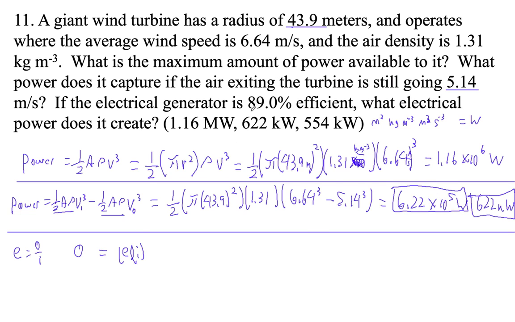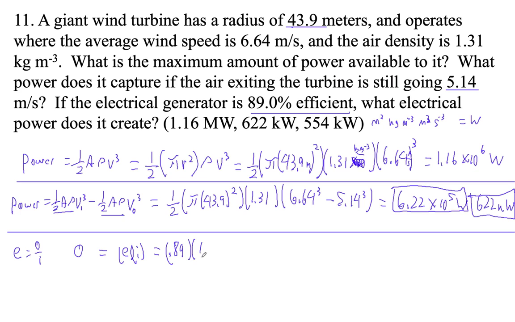And by the way, electrical generators are actually more efficient than this. In fact, some of them are like 99% efficient. I don't know what the ones are on wind turbines, but we can neglect that. But this one is a cheap one. So we're going to go 0.89. 89% of this becomes electrical energy.